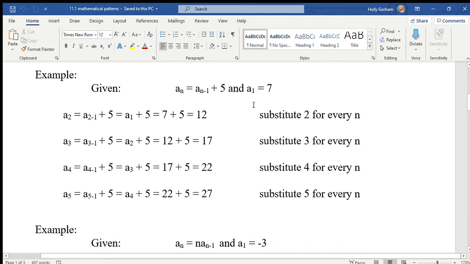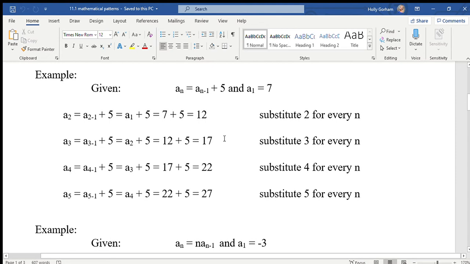But you know what a sub 1 is. a sub 1 is 7. So we're going to do 7 plus 5, which is 12. That's your second term. To find your third term, you're going to plug in a 3 wherever you see an n. So that would give us a sub 3 minus 1 plus 5. 3 minus 1 is 2, so that's a sub 2. Well, a sub 2 is 12, so 12 plus 5 is 17.